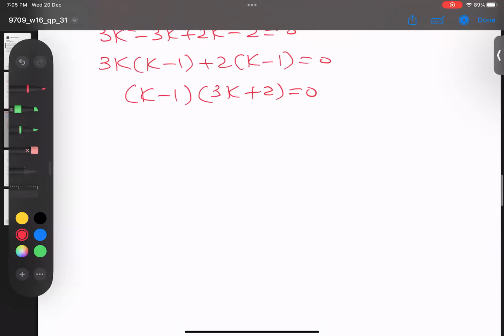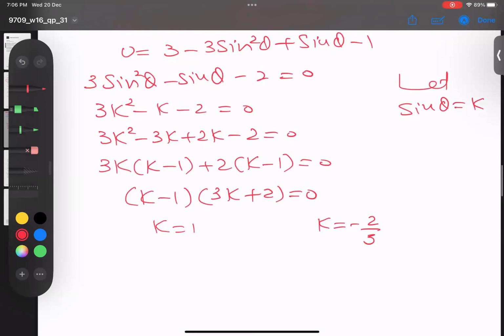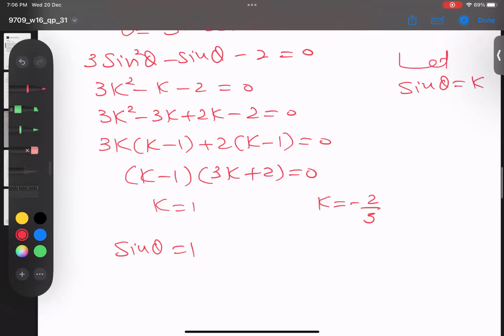Now I have two answers. One time I plug this equal to 0, I get k equals 1. One time this equal to 0, I get k equals negative 2 over 3. Now this value I'm going to copy here and let's see what I can get from here. When I plug it in here, students, what I get is sine theta equals 1, and the same story here, sine theta equals negative 2 over 3.